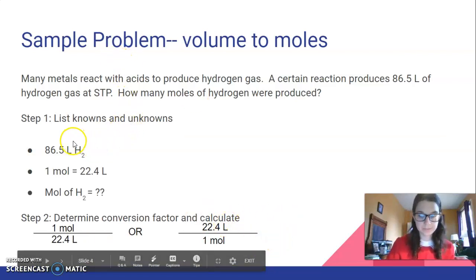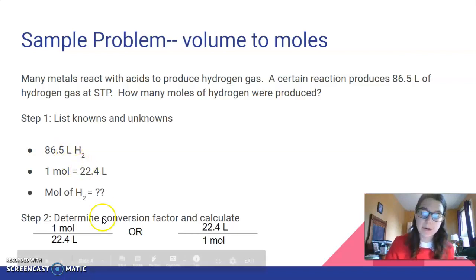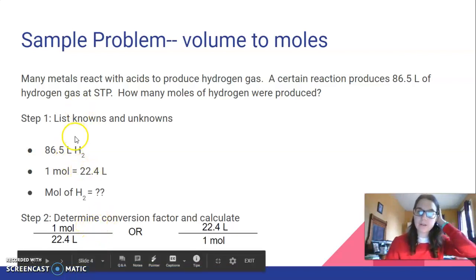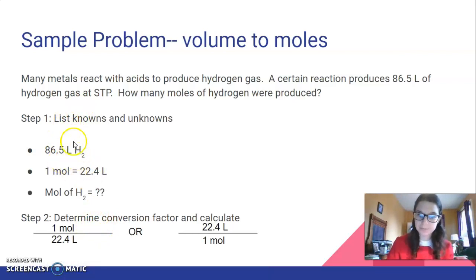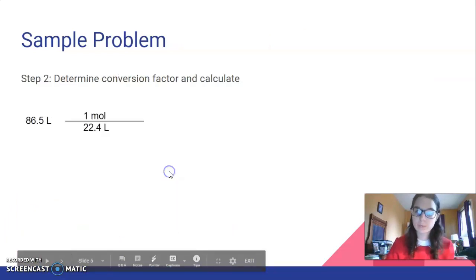Since we're starting with a known of liters, and you can imagine this as 86.5 liters over 1, we want to convert to moles. So this liters unit we want to get rid of. In order to get rid of units, we have to have the same unit on the opposite side of the fraction line. If this is in the numerator, we want liters to be in the denominator. So we choose the first conversion factor, 1 mole over 22.4 liters.